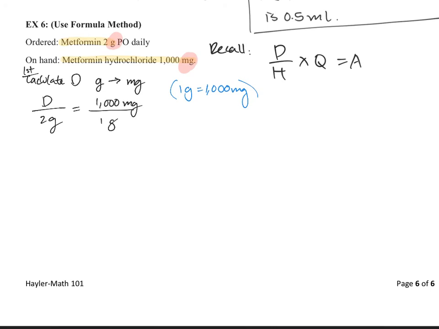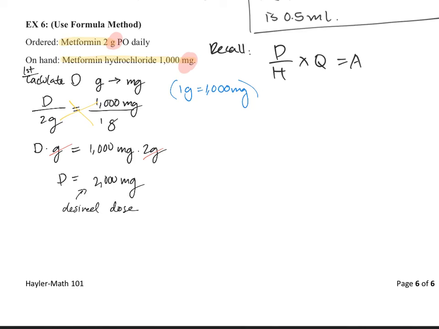We'll go ahead and cross multiply to solve. Once again, you can pause this video to try to solve by yourself if you want, and check back in with me. Hopefully you paused the video to try and solve this by yourself. So D equals 2,000 milligrams. So that is our desired dose. Okay, so we found our desired dose.